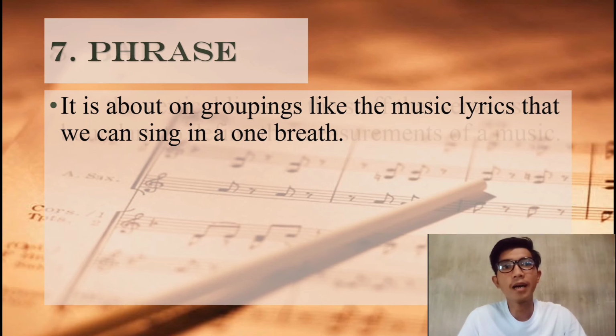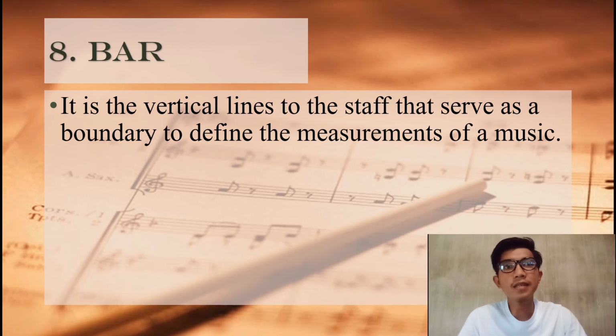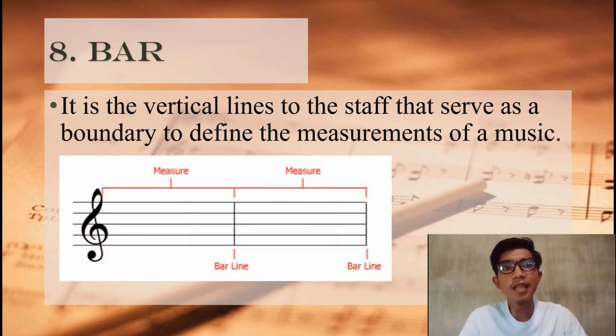Next is bar. Bars are the vertical lines on the staff that serve as boundaries to define the measurements of music. These lines are called bar lines on a staff.